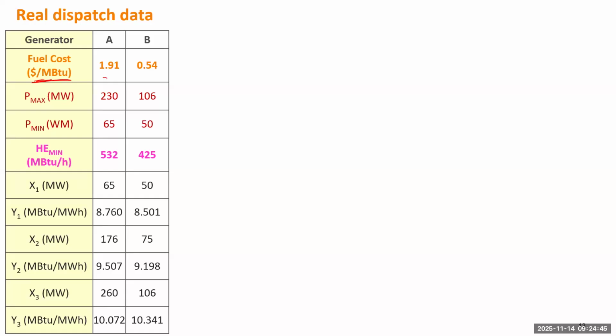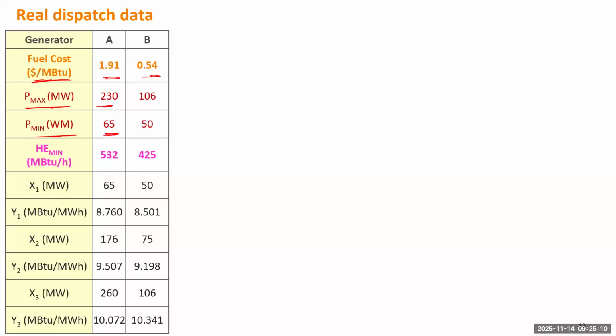Okay, so you see the first unit is more expensive. The second unit is cheaper. Then the next two rows will be the maximal output and minimal output. For instance, the first unit can generate no more than 230 megawatt. If this unit is running, it needs to generate at least 65 megawatt.